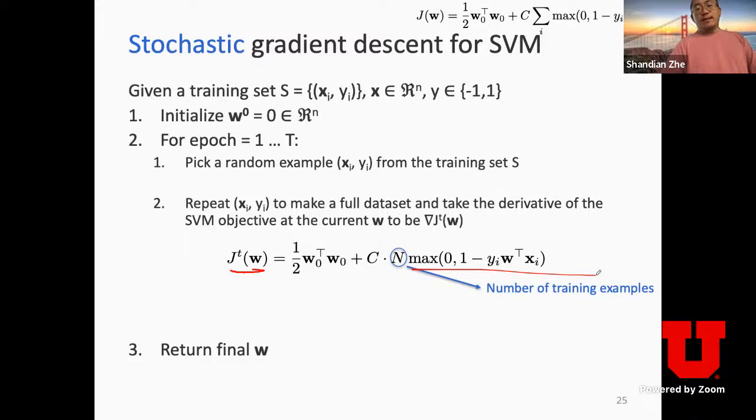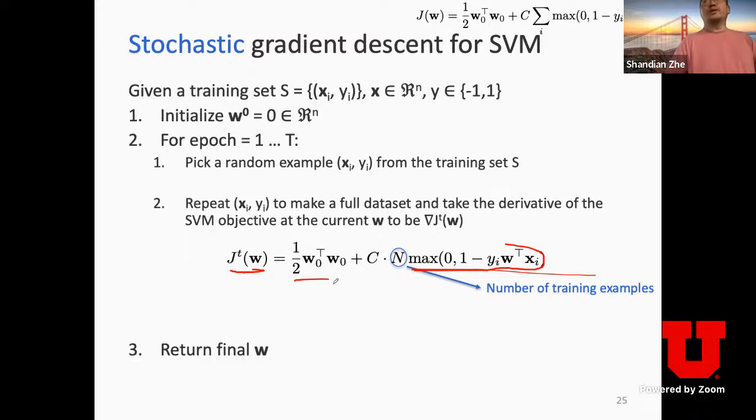And that's it. The calculation is super easy, because all you need to do is calculate the loss for this individual example, then multiply by N and C, and add the gradient of the regularization term. You update the w. So you don't really need to compute the gradient for 1 billion different examples, and the computation cost is much cheaper.